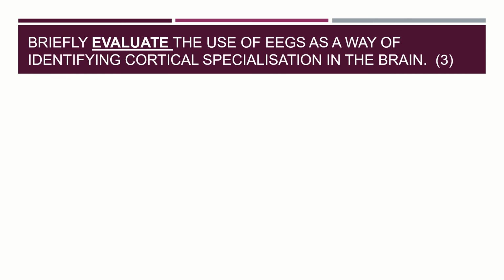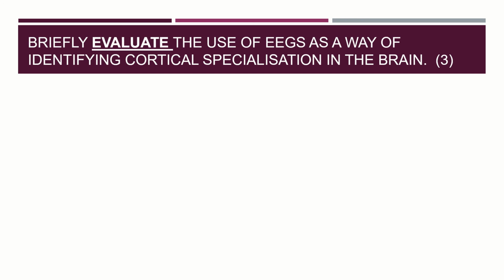Briefly evaluate the use of EEGs. You don't even need to worry about the rest of it. Cortical specialisation, fancy word for localisation, so you're already aware of it. So specialised parts in the brain. It is the evaluation part that you need. If you do not start with "a strength is" or something along those lines, then you are not letting yourself fully access the marks, okay?